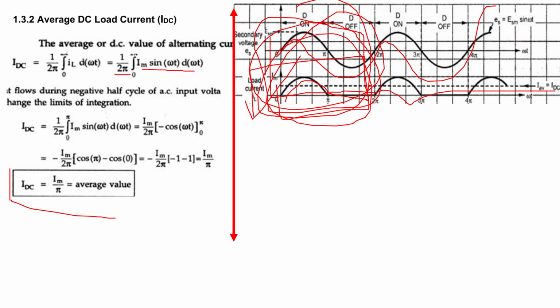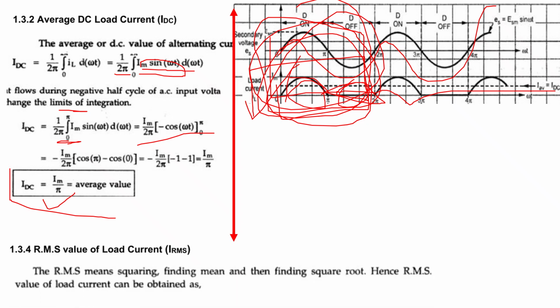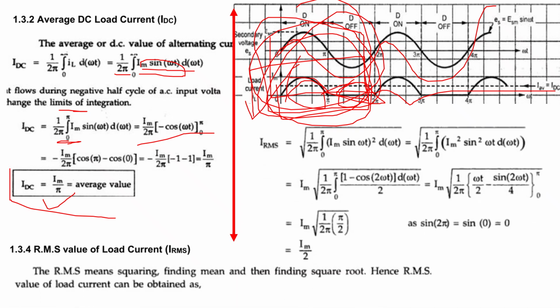And now this current Im sin omega t is valid only for half region 0 to pi. So integration is from 0 to pi, clear? And then plus, of course, in this region there is no current, so 0. So integrate it, you will get the value Im by pi. Clear? Similarly for RMS, now you can find corresponding to the same.